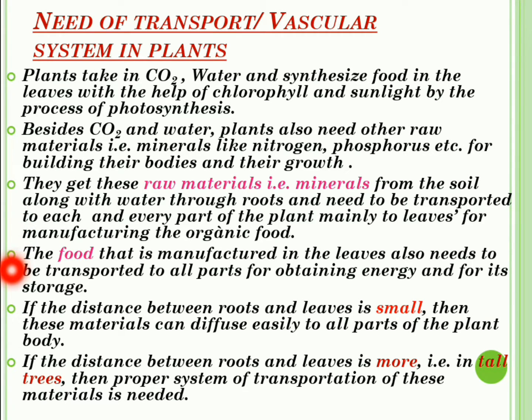The food that is manufactured in the leaves also needs to be transported to all parts of the plant for obtaining energy and for its storage. Students, if the distance between the roots and the leaves is small, then these materials can diffuse easily to all parts of the plant body. But if the distance between the roots and the leaves is more, that is in tall trees, then proper system of transportation of these material is needed.